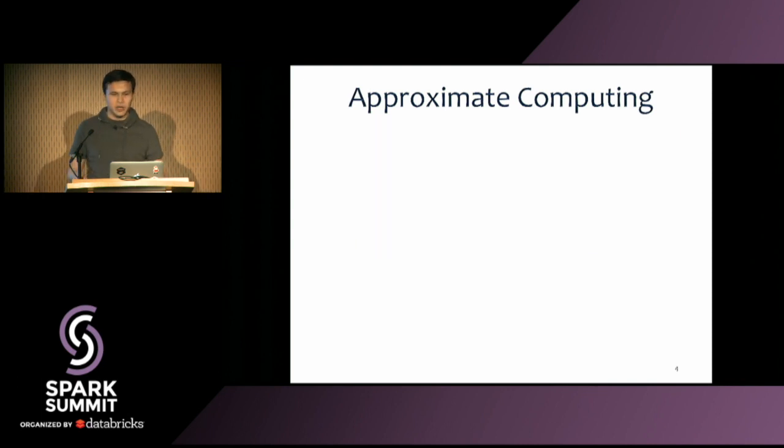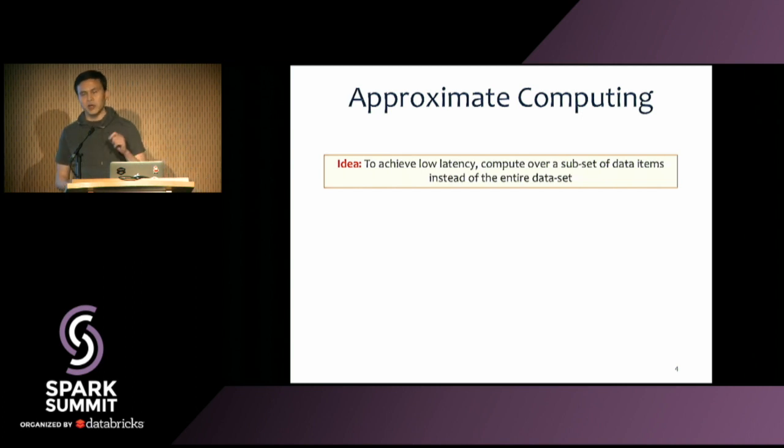The idea behind approximate computing is to achieve low latency and efficient resource utilization. We compute only a part of the data rather than the whole data set. There are many techniques for approximate computing, for example, sketches, histograms, online aggregation, and sampling. Sampling is widely used in many applications, and in our work, we use a sampling technique.